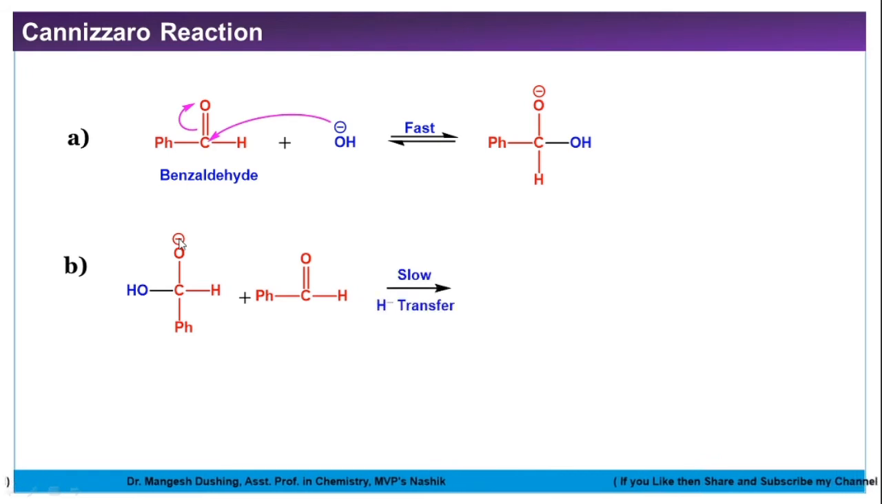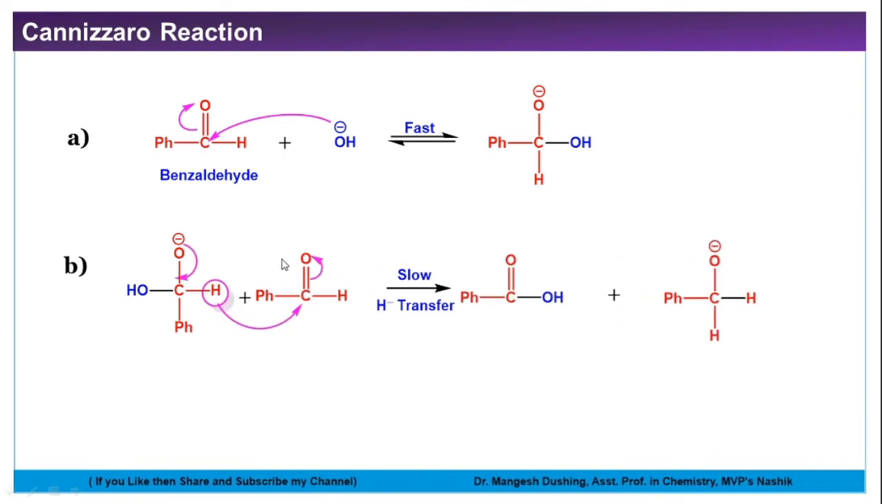This is the slow step, hydride transfer. So what will happen? This negative charge coming inside, carbon-oxygen one will be double. One of the hydrogens leaves with its electrons. This is a hydride transfer from one molecule to another molecule. Pi bond will break, O- will form. See here the step. Here this hydrogen will leave over here. This pi bond will break and here will be the negative charge. So we will get benzoic acid and alkoxide ion.